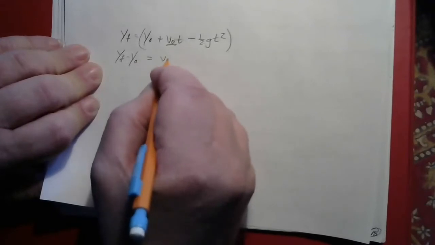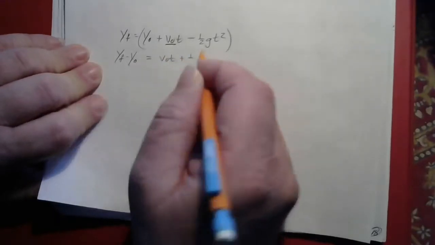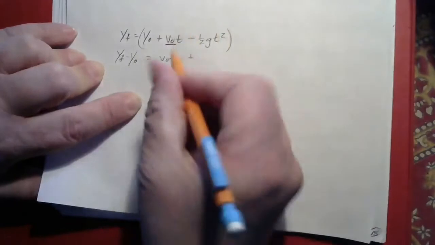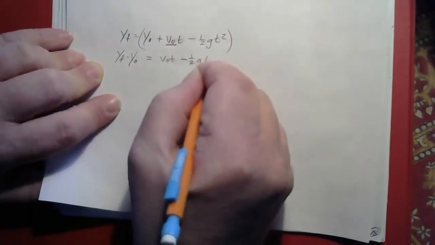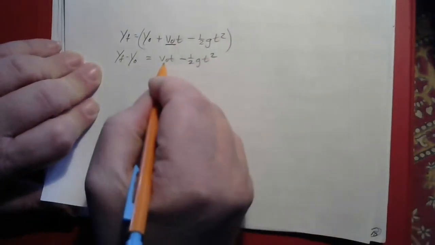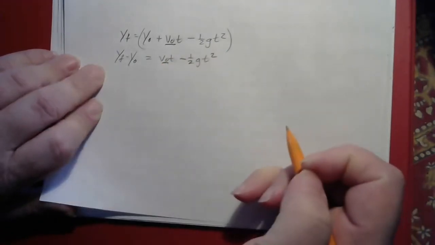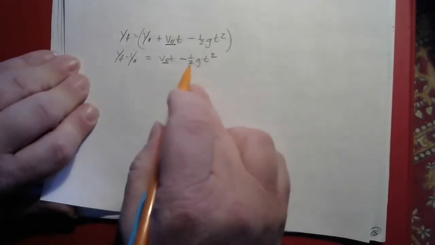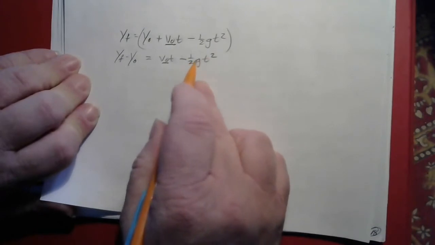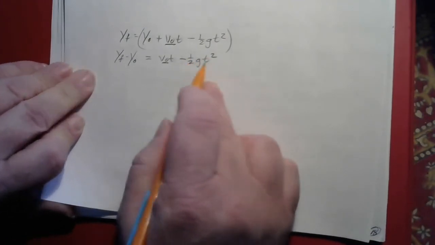Okay, and that equals V original T plus minus 1/2 GT squared. Again, we're still looking to get V original by itself, so we can basically add 1/2 GT squared to both sides.